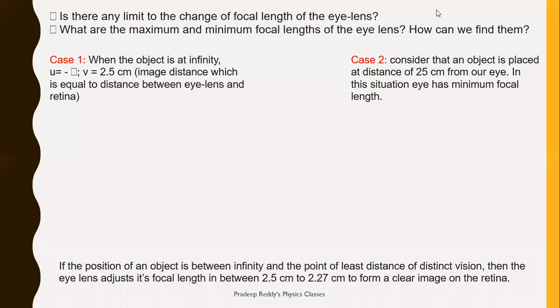Students, in the previous slide, we have learned that the ciliary muscles will change the focal length of the eye lens so that you can view the object's image clearly up to a certain limit. For example, you are standing at some particular position, and there is an object A at a distance of, say, 1 kilometer.